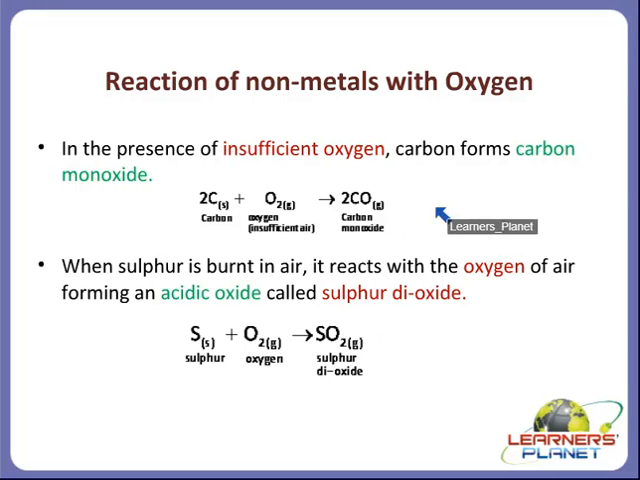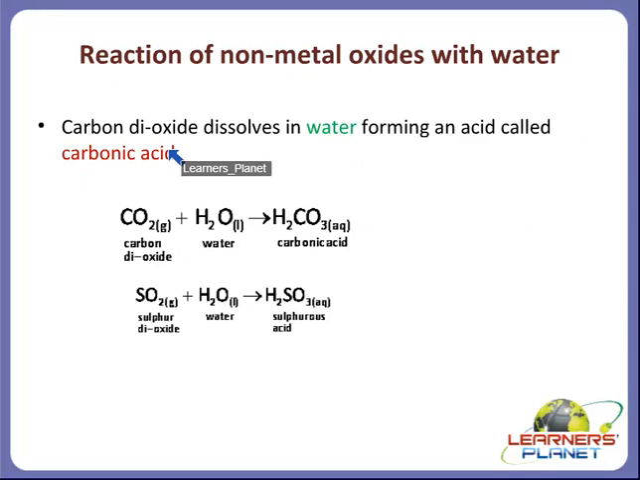Now let's see how these oxides react with water. Carbon dioxide dissolves in water, forming an acid called carbonic acid. That is, carbon dioxide plus water gives carbonic acid. How does carbonic acid dissociate? Why is it an acid? It is an acid because it dissociates in water and gives you what children? It is giving us H plus ions. Right? So this is H2CO3, and it will dissociate and form what? It will form 2 H plus ions plus CO3 2 minus ions. That is why it is an acid.